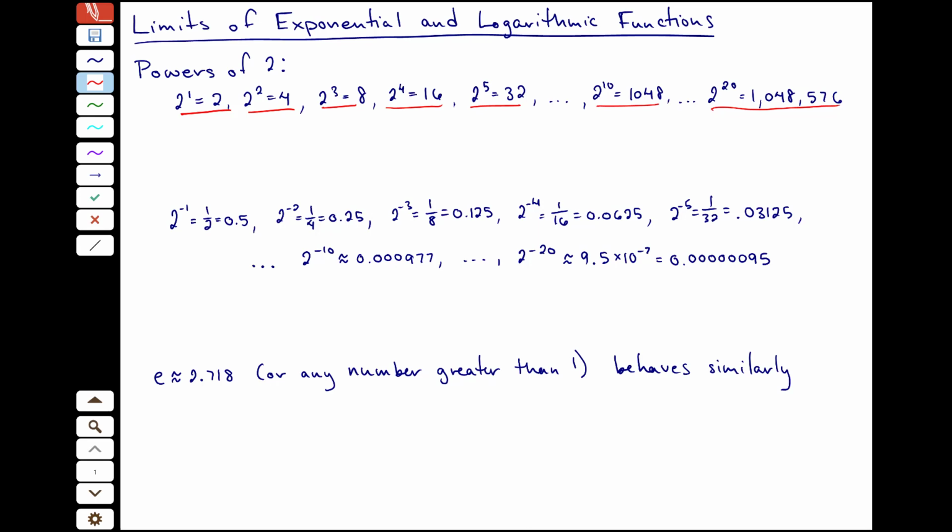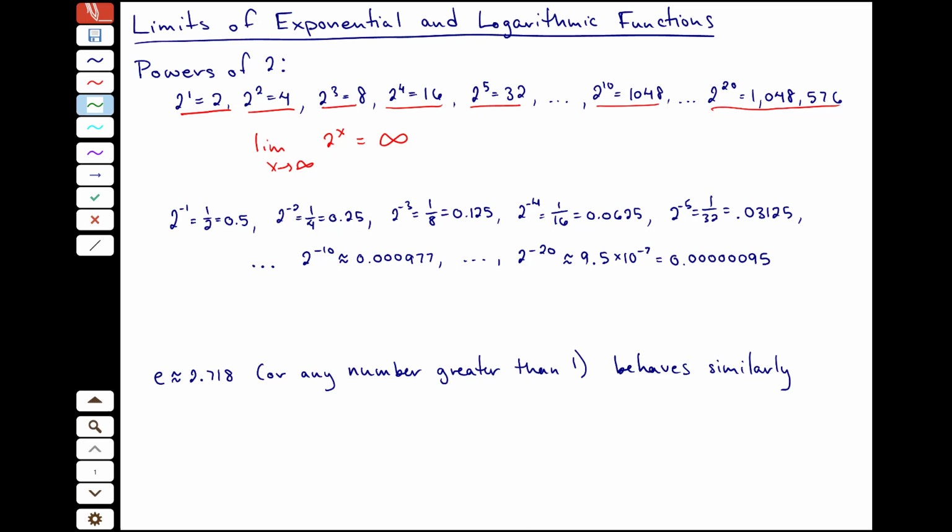So what we can see with this is that if we take the limit as x goes to infinity of 2 to the x, so again, what this means is that we're letting the exponent of 2 get very, very big. We are going to get very, very big numbers. So this limit goes to infinity. Now, let's see what happens if we go the other direction.